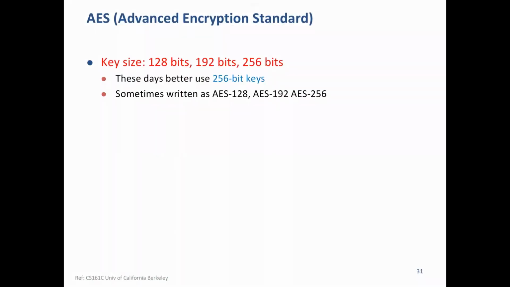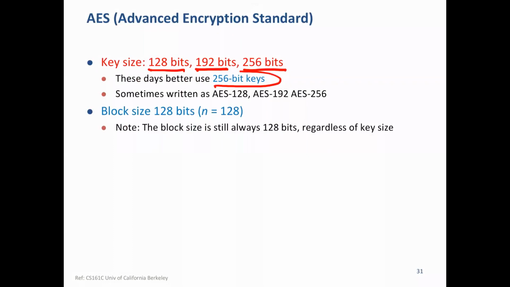Here AES can be used with key sizes of 128 bits, 192 bits, and 256 bits. Note that in both AES and DES, keys are randomly generated. What differs between AES and DES is the method of permutation. Nowadays we prefer to use 256-bit keys, which is quite big. Block size is always 128 bits.